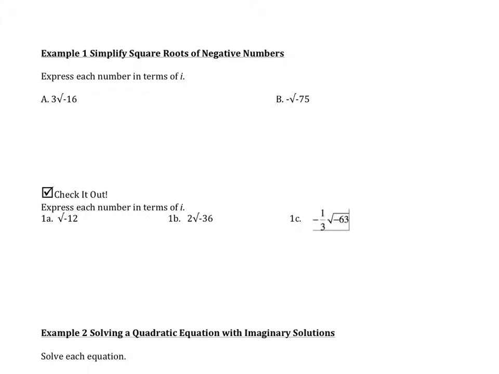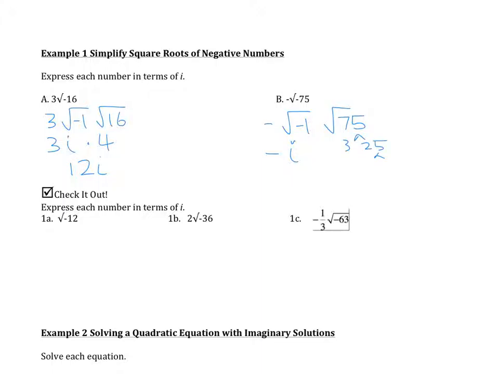So putting this into practice, we want to first express all of our numbers in terms of i. So this would be the same as 3 times the square root of -1 times the square root of 16. The square root of -1 is i. The square root of 16 is 4. So this would be 12i. We do the same thing here. Leaving the negative outside, it would be the square root of -1 times the square root of 75. So -i, and then you have to simplify the square root of 75. You have to think of that as 3 times 25, 5 and 5. There's a pair, so one comes out. The singlet stays in. So this would be -5i root 3.